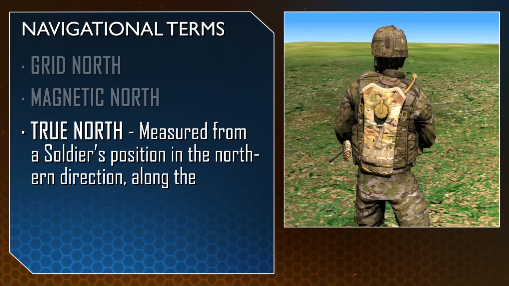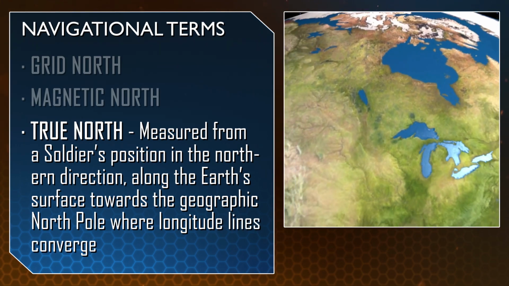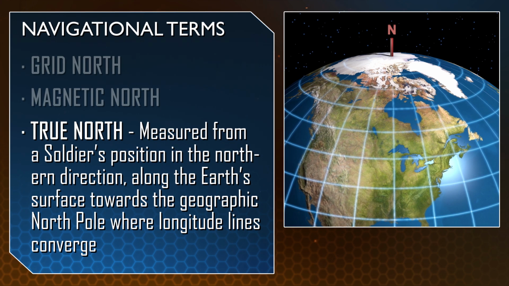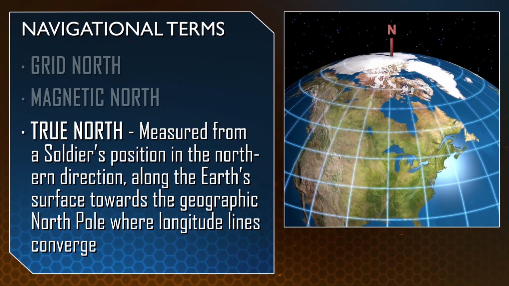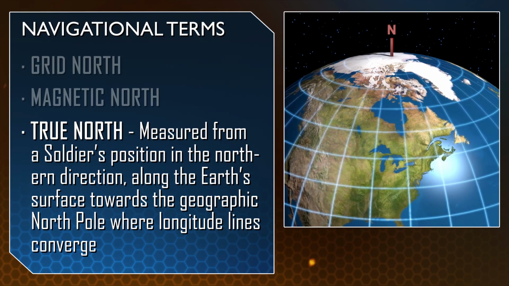True north is measured from a soldier's position in the northern direction, along the Earth's surface toward the geographic North Pole where longitude lines converge. Depending on a soldier's physical location on Earth, the difference between true north and magnetic north will change.